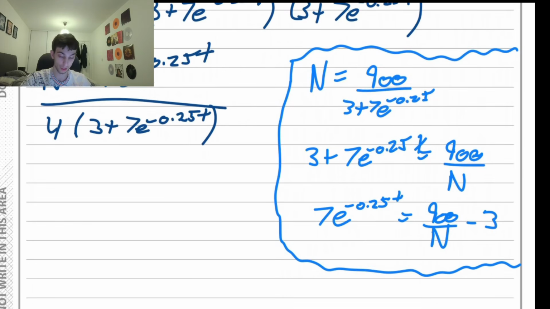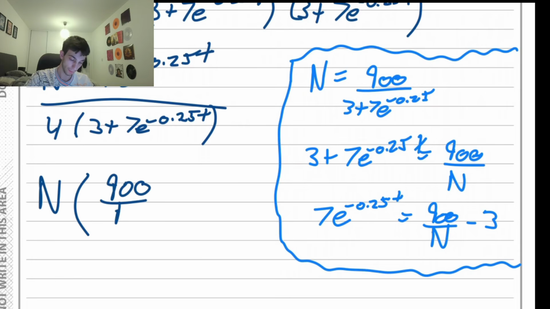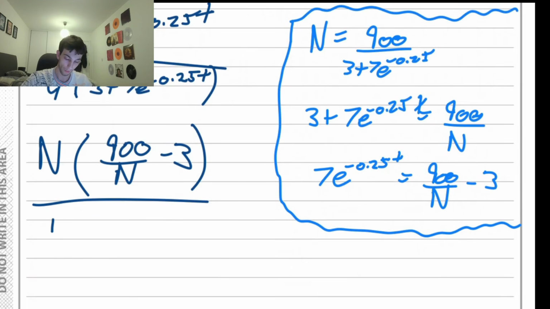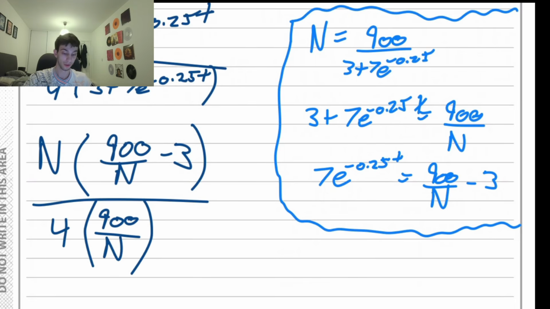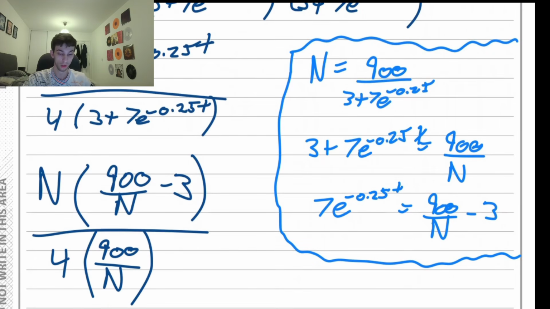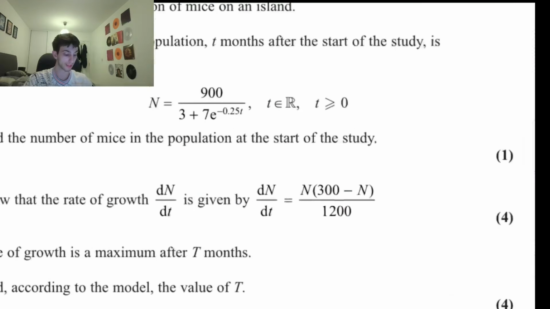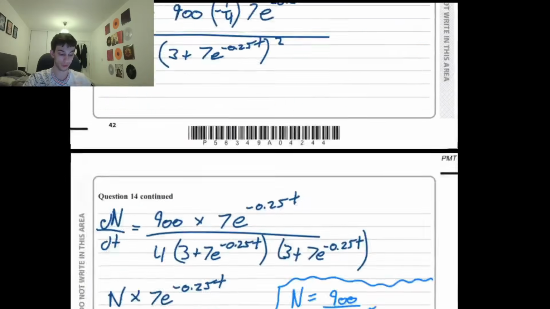So let's make those substitutions in. So we have n times, actually let's write it as a bracket. We have n multiplied by 900 over n, take away 3 in that numerator, and then in the denominator, we have 4 times 3 plus 7e to the minus 0.25t, that's going to be 4 times 900 over n, okay? So at this point, we can already start comparing to what we're trying to get to. We're trying to get to n times 300 minus n over 1200.